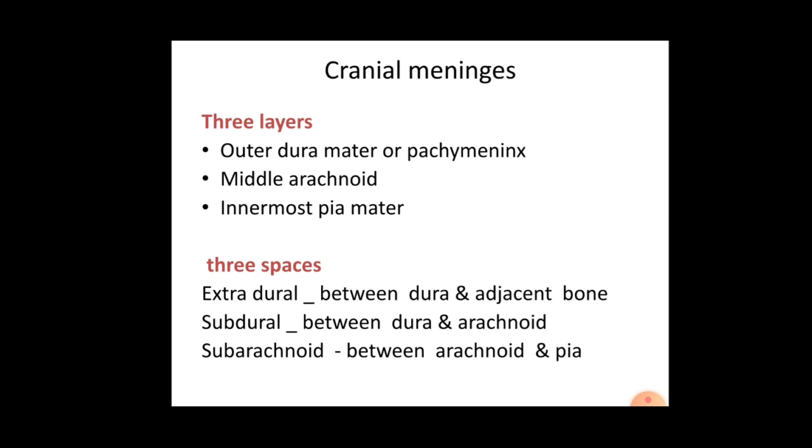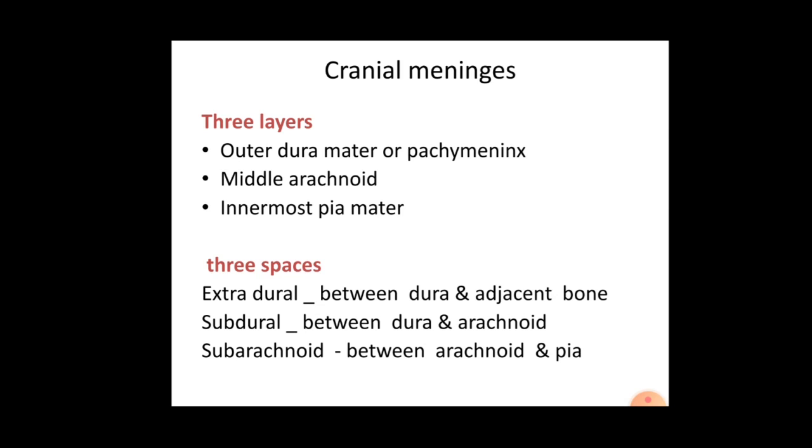So that is the subdural space. Hemorrhage can also occur in this space, that is a subdural hemorrhage, due to rupture of the superior cerebral veins which pass through this space. And the subarachnoid space is between the arachnoid and the pia.